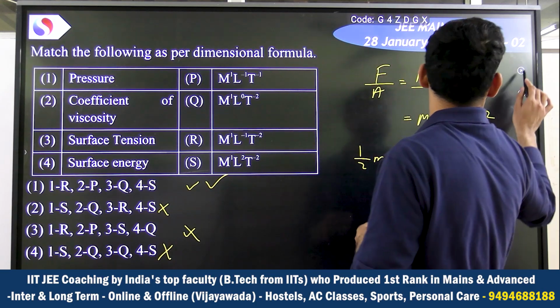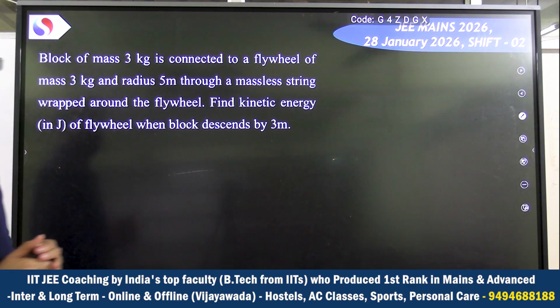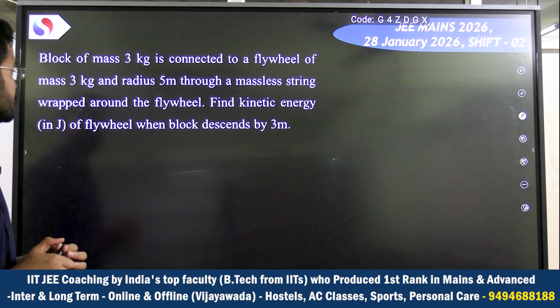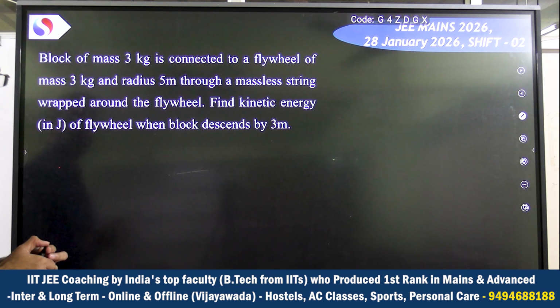Okay. Next. Block of mass 3 kg is connected to a flywheel of mass 3 kg and radius 5 meter through a massless string wrapped around the flywheel. Find kinetic energy in joule of flywheel when block descends by 3 meter.